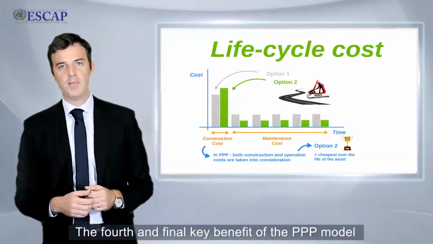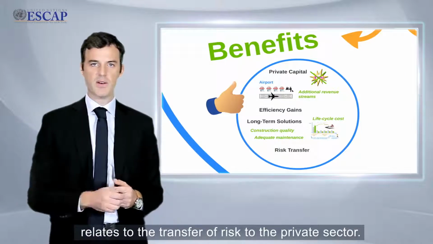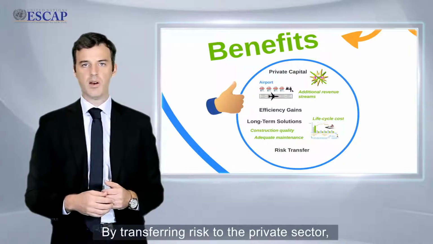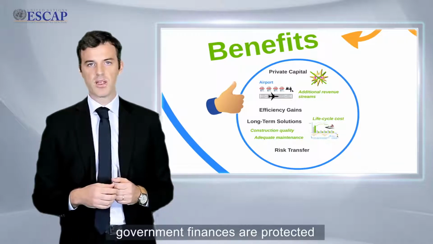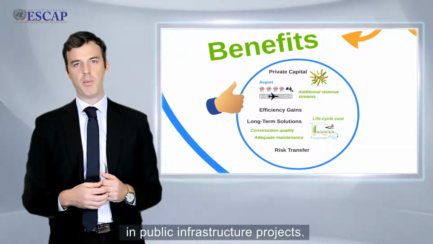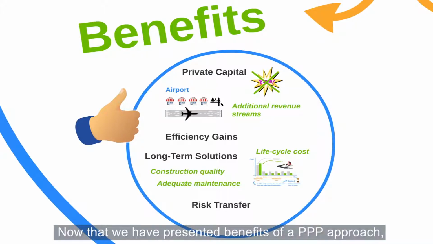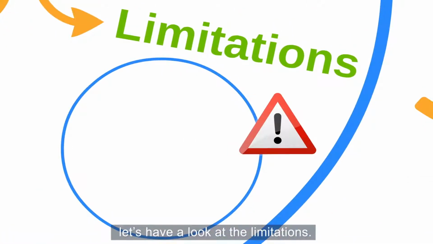The fourth and final key benefit of the PPP model relates to the transfer of risk to the private sector. By transferring risk to the private sector, government finances are protected against potential cost overruns that are often significant in public infrastructure projects. Now that we have presented the benefits of a PPP approach, let's have a look at the limitations.